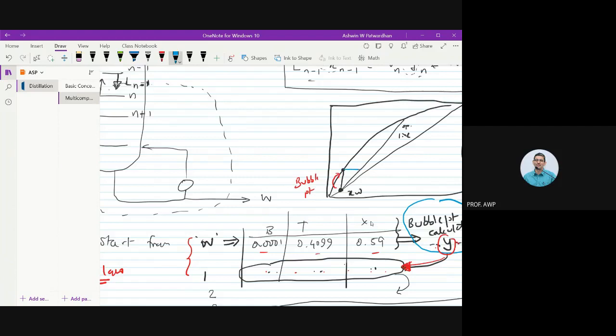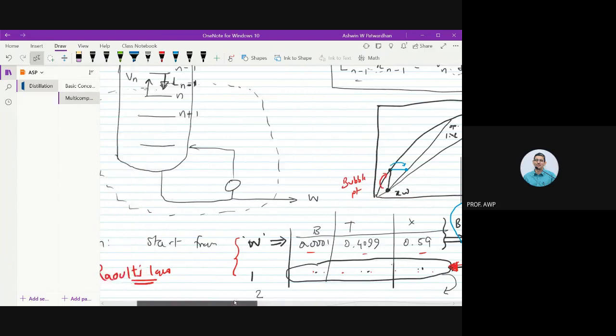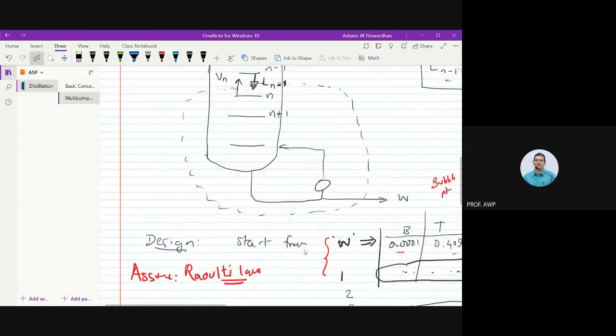This is our material balance. Remember what we are doing: we had vapor going up and liquid coming down. So we had this Y and X. This was the bottom most, Yw and Xw. This was our bottom most tray.